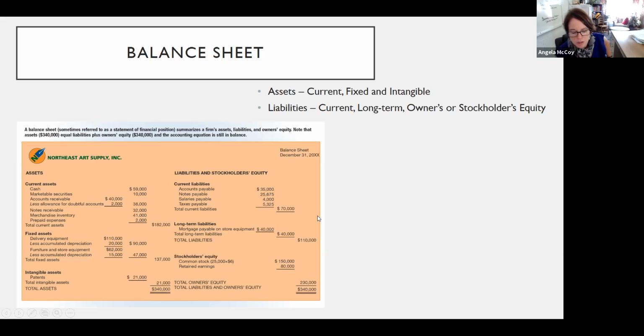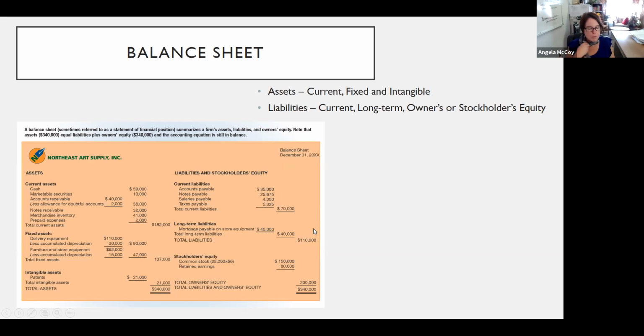When you go to long-term liabilities, these are debts that need not be repaid for at least a year. So Northeast lists only one long-term liability, and that is a $40,000 mortgage payment for store equipment. As you can see in figure 15.6, Northeast's current and long-term liabilities total $110,000.